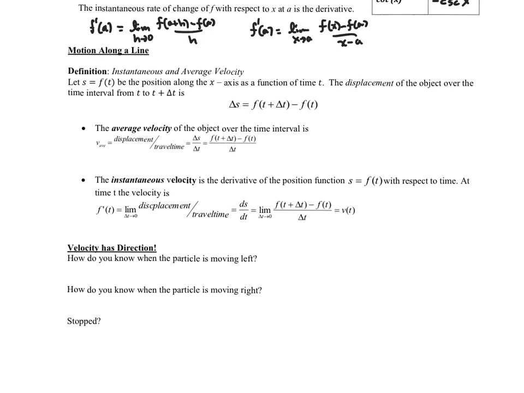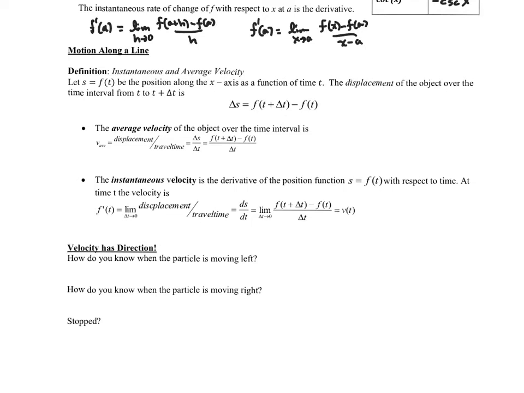All right, let's talk about motion along a line. We got to talk some vocabulary and some symbols along here. So the definition, instantaneous and average velocity. So let's say s, which is the position function, is equal to f of t, the position along the x-axis as a function of time. The displacement of the object over a time interval from t to t plus delta t, so delta t is just the change in time, is given by this. Delta s, change in position, is f of t plus delta t minus f of t.